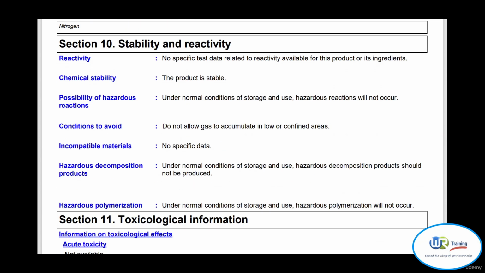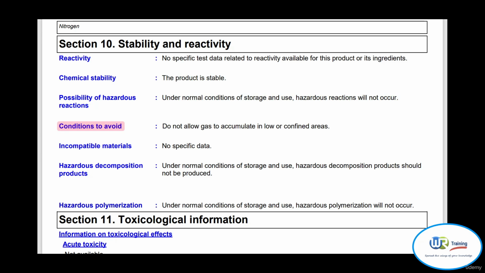Section 10 deals with stability of the product. It is important to pay attention to this section and make sure that incompatible materials are not stored close to the product. In our case, and as mentioned in the safety data sheet, nitrogen is a pretty stable substance. Under normal conditions of storage and use, hazardous reactions will not occur. However, pay attention to the conditions to avoid.